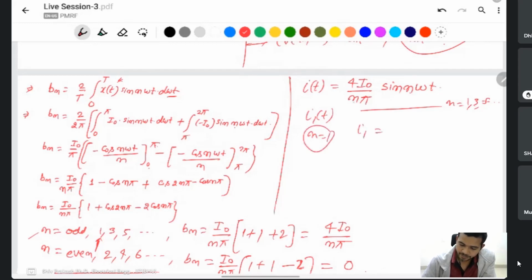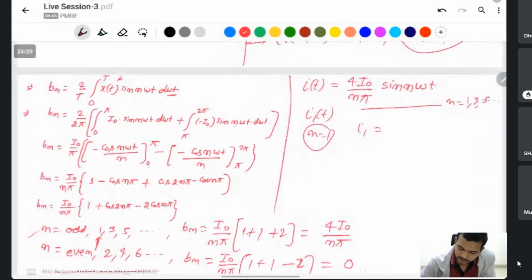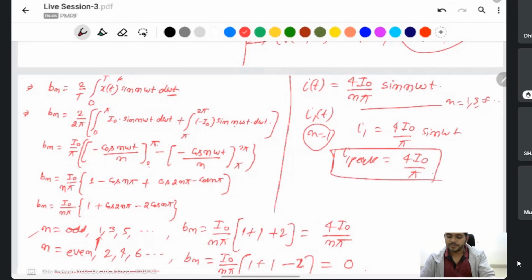Here the peak I1 is equal to 4 I naught divided by π, times sin ωt, and the peak value is 4 I naught divided by π. This one is the peak value. This one is the fundamental.